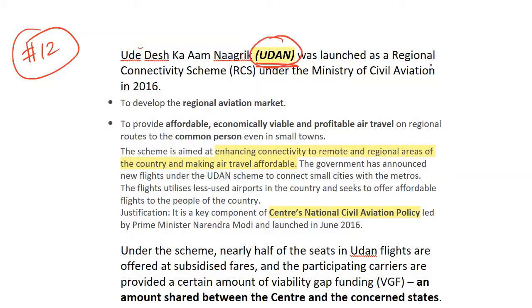Okay, this was launched as a regional connectivity scheme under the Ministry of Civil Aviation. Okay, and 2016. Now, this was basically to develop the regional aviation market. It is to provide affordable, economically viable and profitable air travel on regional routes to the common person, even in small towns. Right, so this is basically aimed at enhancing connectivity to remote and regional areas of the country and making air travel affordable. This is what we have to remember as far as the objective of the scheme is concerned.